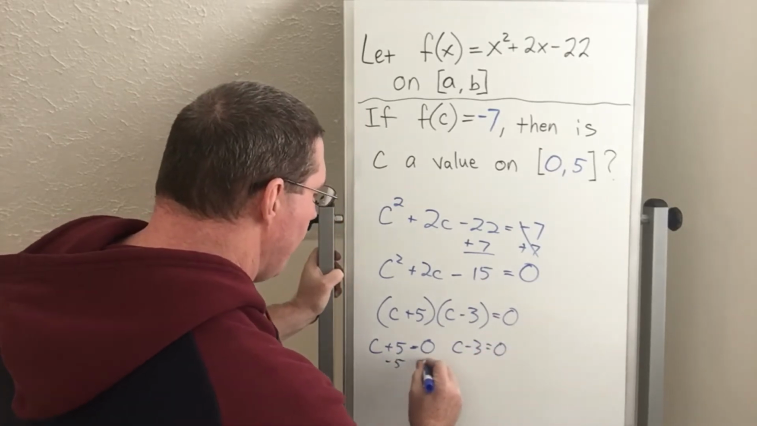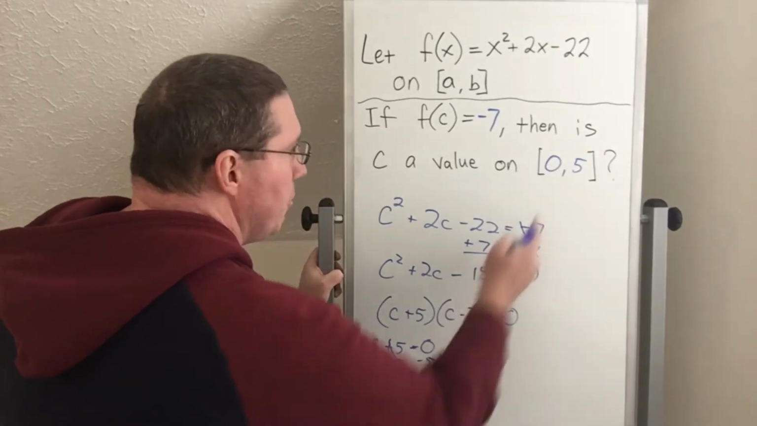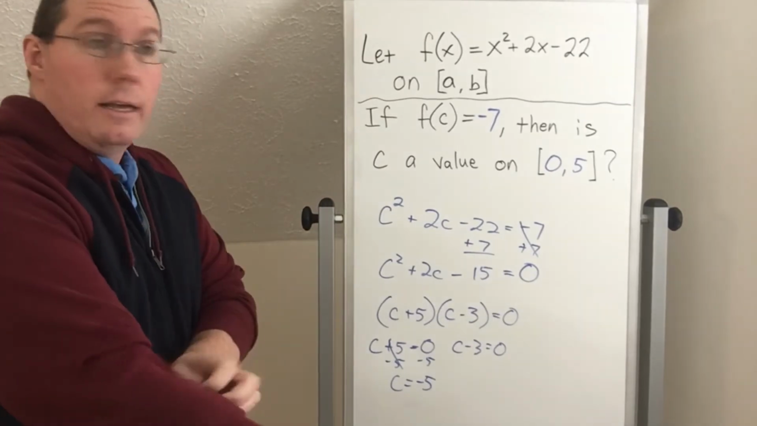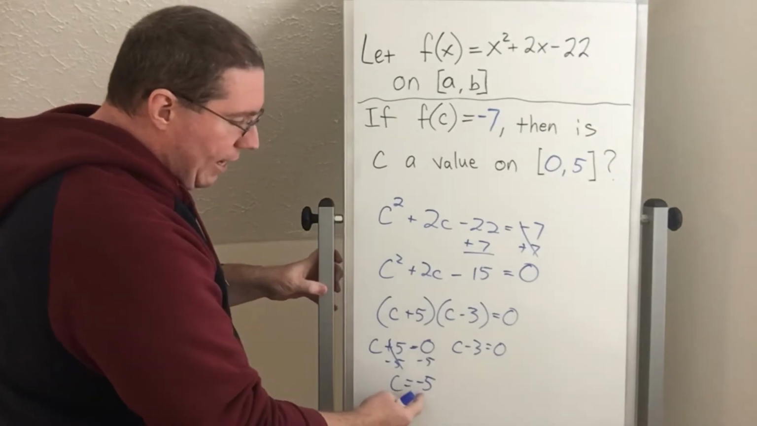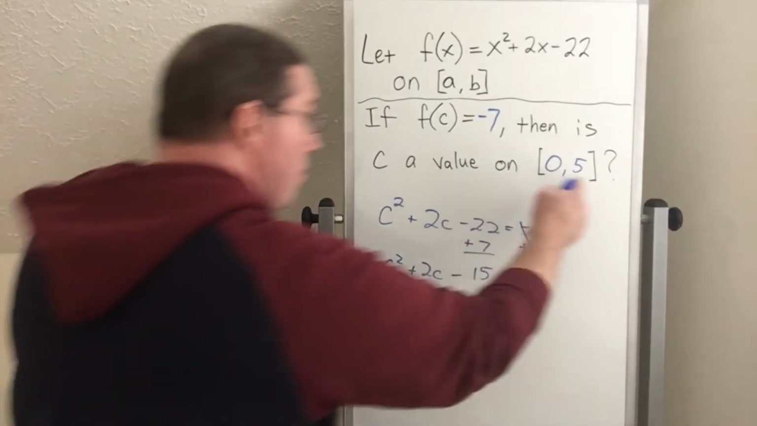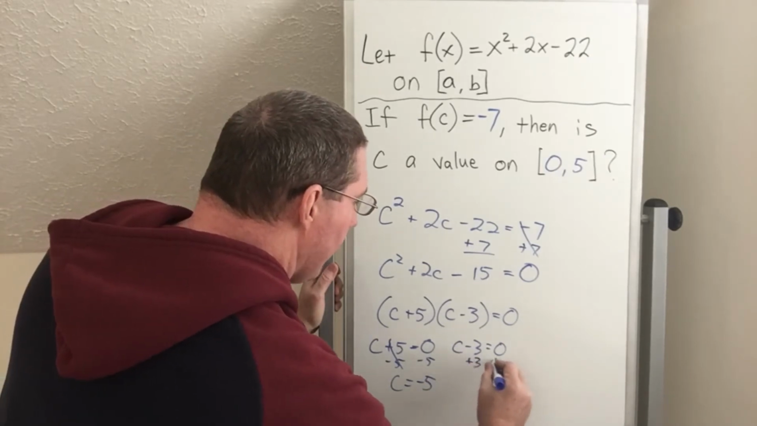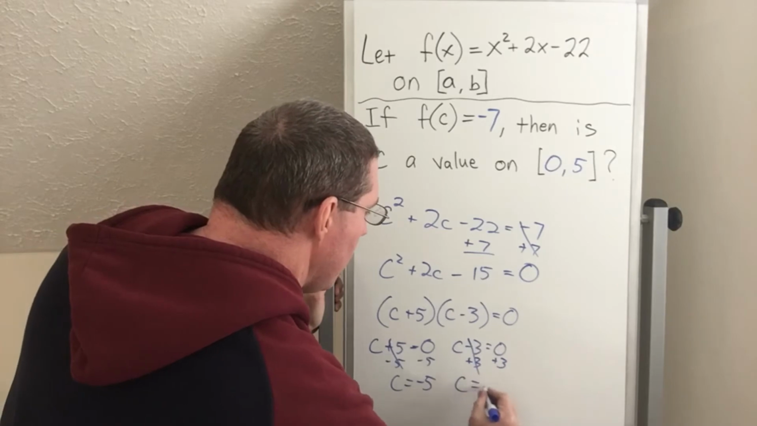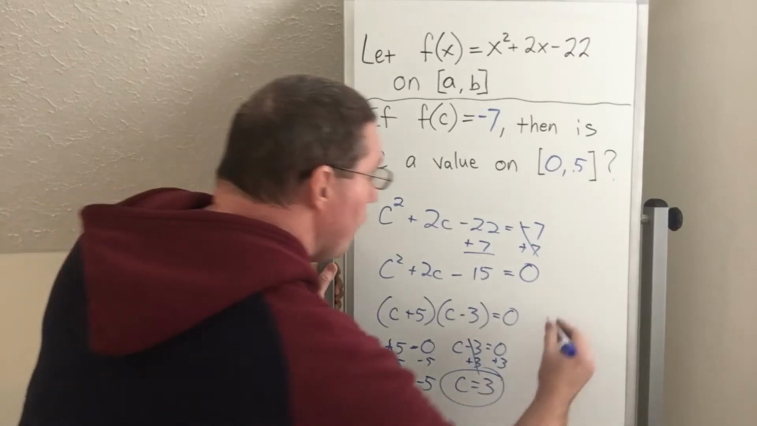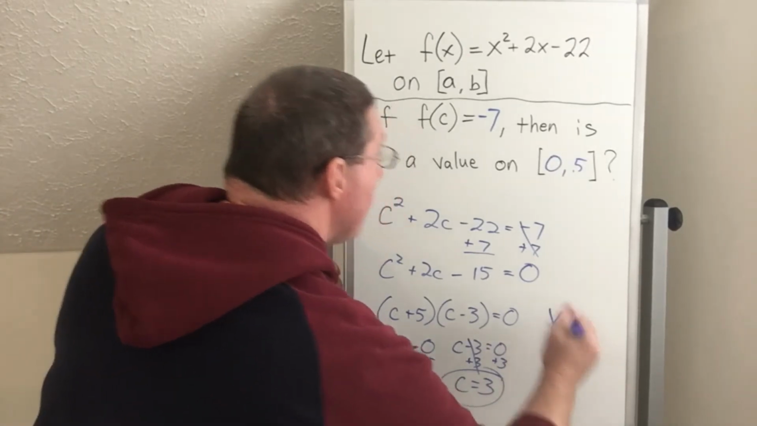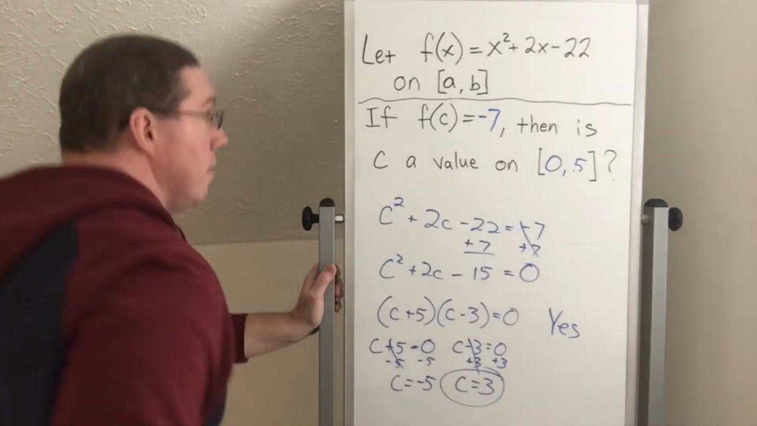Here we're going to subtract 5 from both sides, and we get c is equal to -5. Is -5 between 0 and 5? It's not. Between 0 and 5 is all positive numbers and 0. But this is a negative number, so this is not between 0 and 5. But over here, to solve for c minus 3, we're going to add 3 to both sides, and we're going to get c is equal to 3. And 3 is between 0 and 5, and therefore we can say yes. Is c a value on the interval from 0 to 5? Yes, it is, and that value is 3.